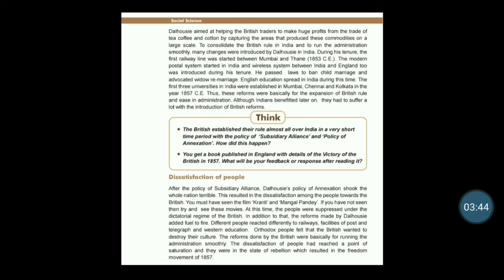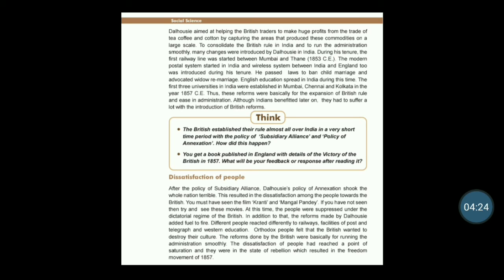You must have seen the films Kranti and Mangal Pandey. If you have not seen them, then try and see these movies. Students, they are motivational movies, Mangal Pandey and Kranti. If you have not seen them, you can watch them to find all the details. At this time the people were suppressed under the dictatorial regime of the British.